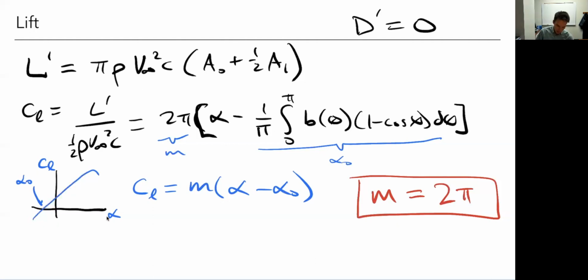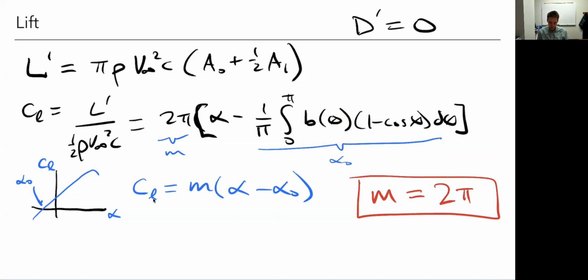In practice, the actual slope is usually a bit less. It's very close, but because of viscosity, the slope is a little bit less than 2 pi. But this is a very good approximation for real airfoils. This formula is a little bit less useful. I mean, we can use it to estimate alpha 0, but it's obviously specific to the case. I need to know what the exact camber distribution is.